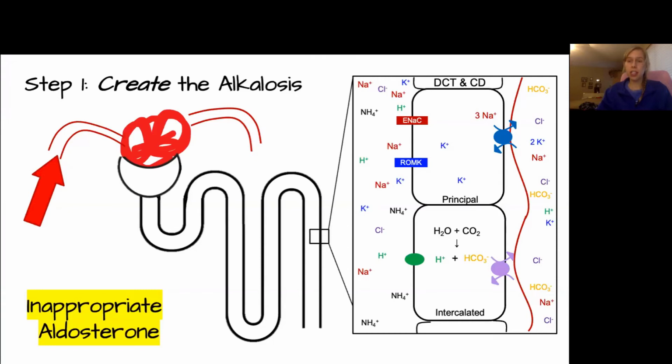The pathophysiology of inappropriate aldosterone combines the two previous scenarios that we talked about with the low flow and high flow states. So we have aldosterone present, and the aldosterone is going to increase all of the actions that we've discussed so far in the principal cell and intercalated cells. But in this case, we're going to have a high delivery of sodium to the distal nephron, which is going to feed the accentuated processes turned on by the aldosterone.